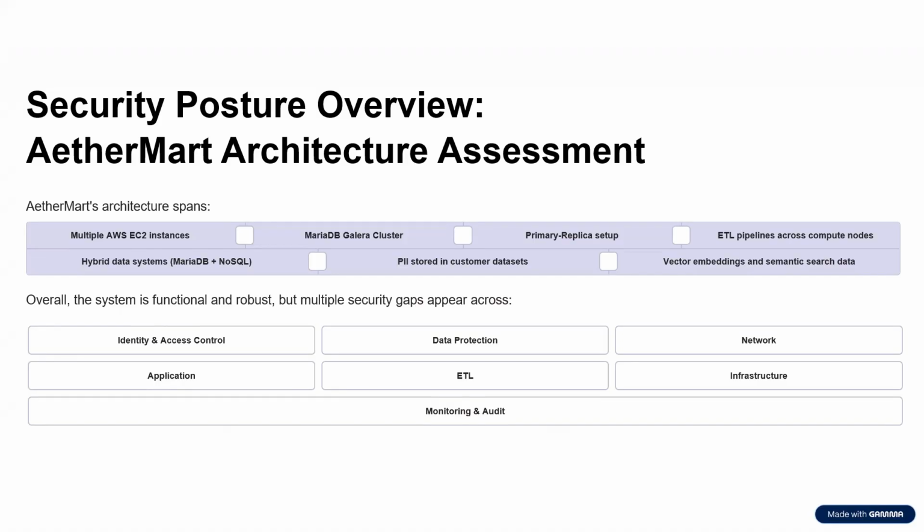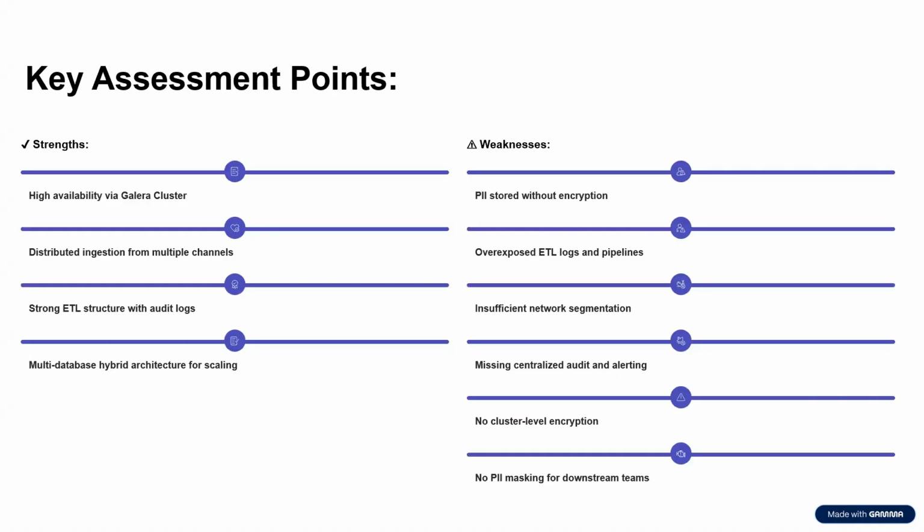Aethermart uses multiple EC2 nodes. It uses Galera cluster, replication, NoSQL, vector embeddings, and multiple ETL pipelines. And this creates several potential risks across identity, networking, data protection, monitoring, and infrastructure in general. So in our project, the key strengths include high availability and strong ETL logging.